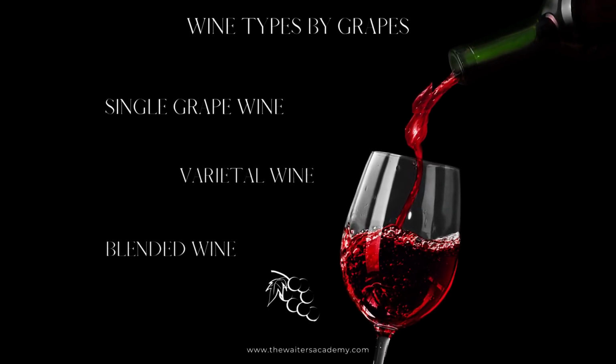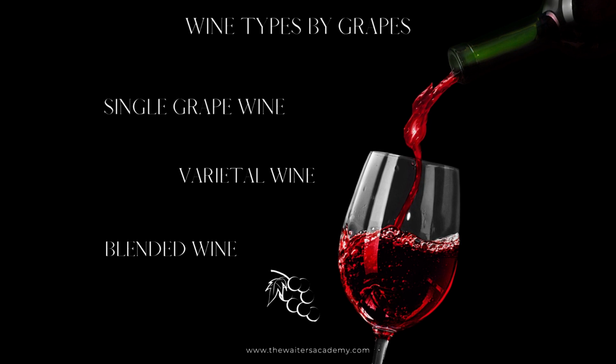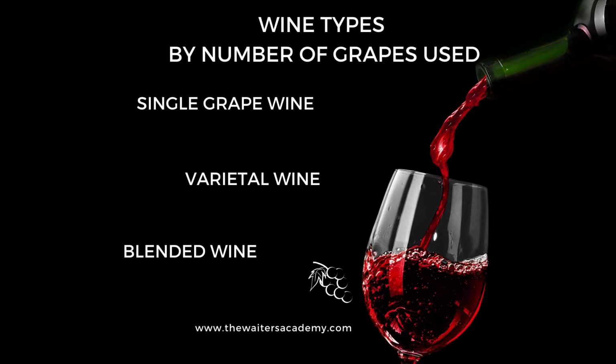Alright, ladies and gentlemen, let's talk about wine. First, I want you to know that there are 3 types of wine inside a bottle. Alright? One is a wine just produced from one grape. Could be Merlot, could be Chardonnay, could be anything. It's just one grape inside the bottle.